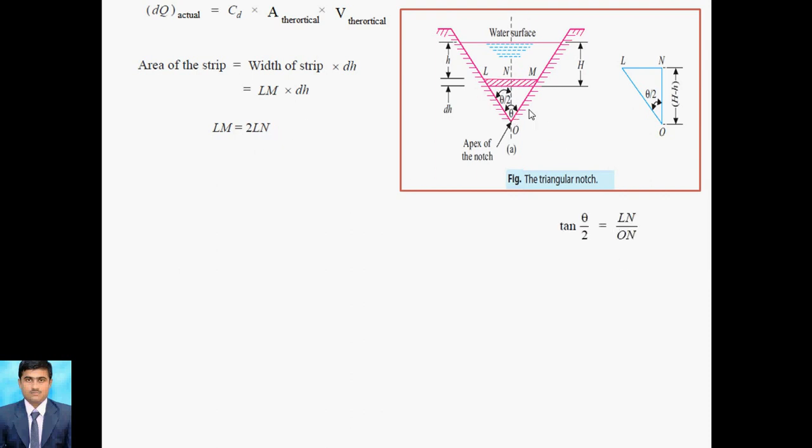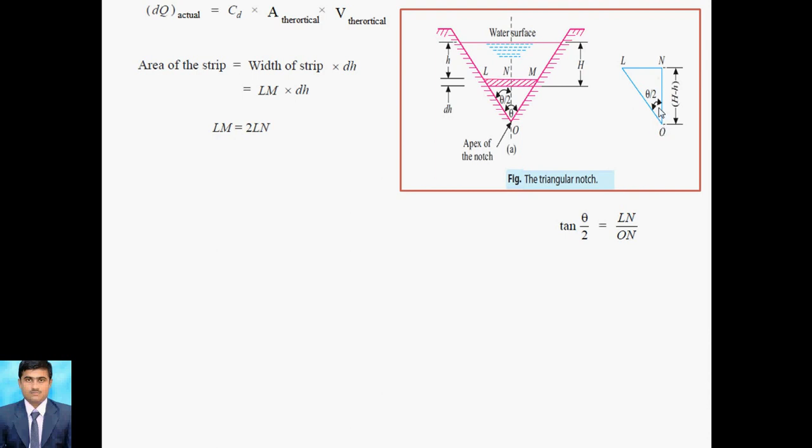Now we know tan theta by 2. The height is capital H minus small h, so this thickness becomes H minus h. Tan theta by 2 is nothing but the opposite side to the adjacent side. The opposite side is LN and the adjacent side is ON. LO is the hypotenuse. So tan theta by 2 is LN upon ON.